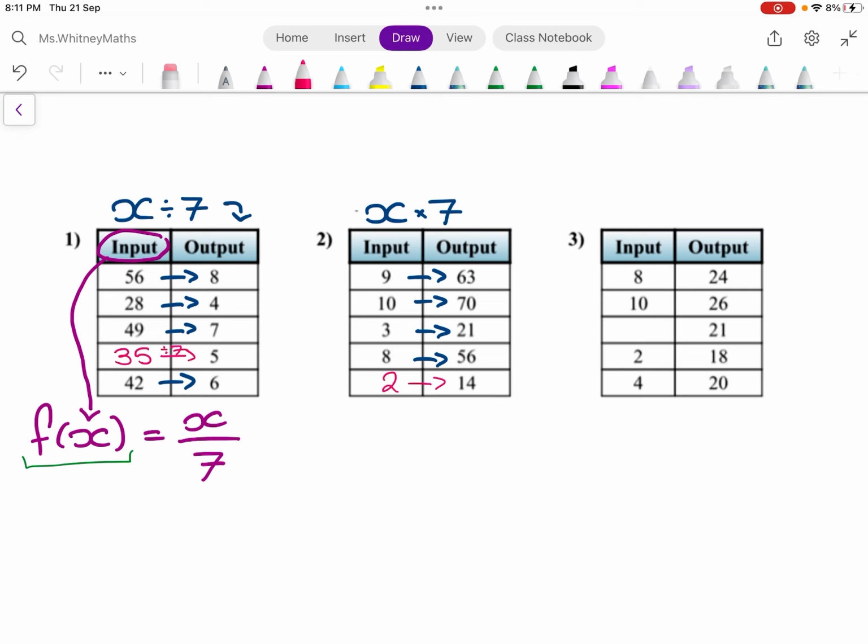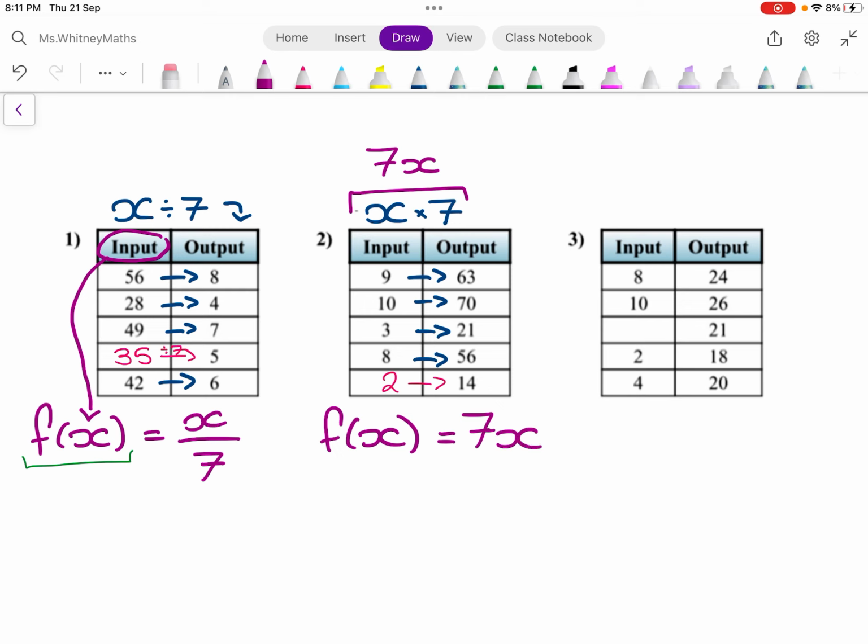Now let's think about algebraic notation. We've got the function of x is x times 7. This is better when we write it as 7x. It's more mathematically correct and also much easier to read and use. So we're going to have 7x here. That is our function of x.